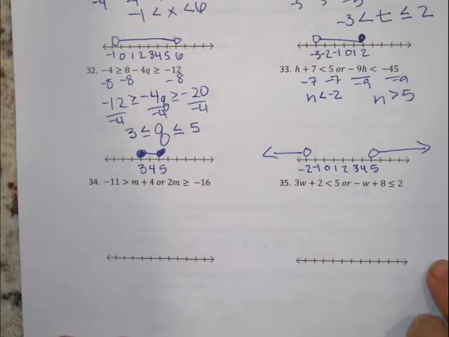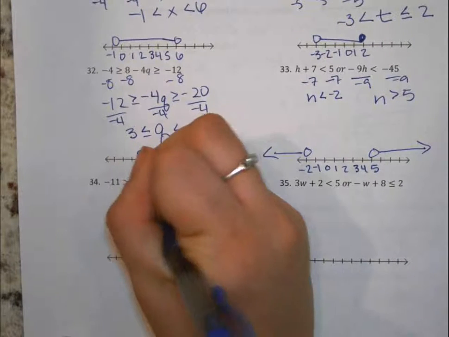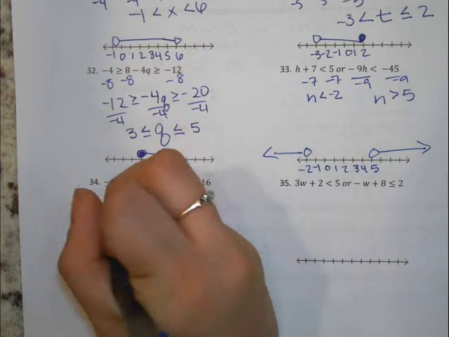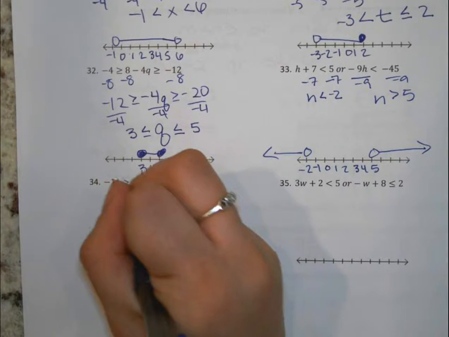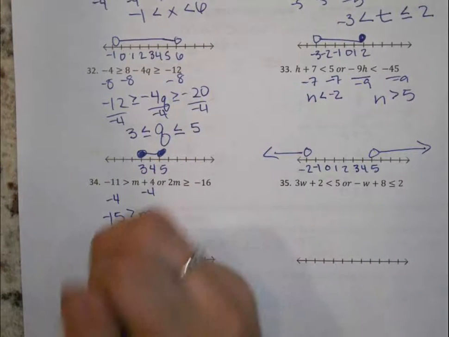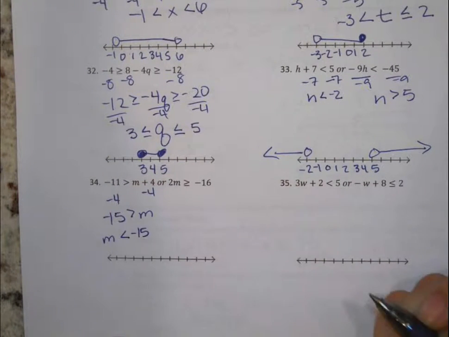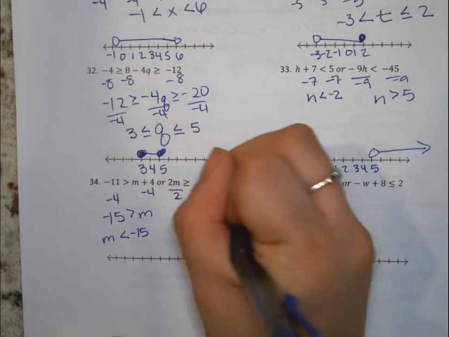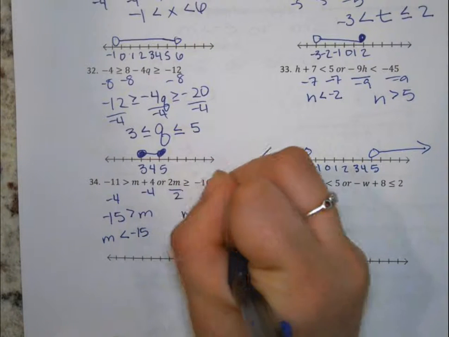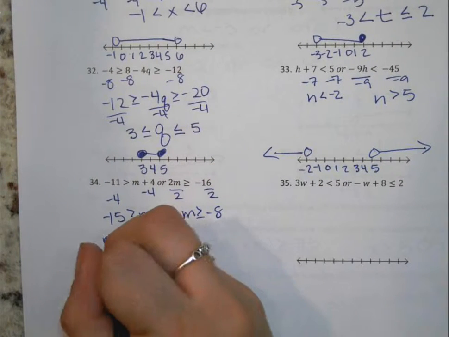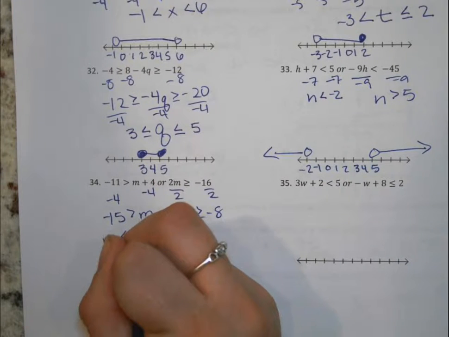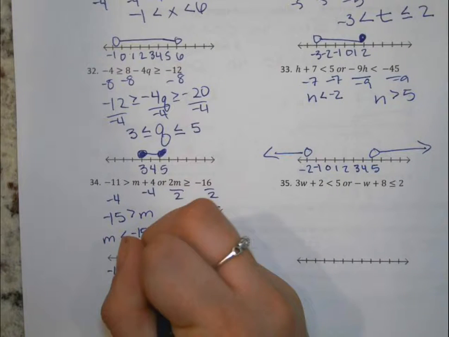Okay, number 34 is an OR as well, so I just solve them separately. Start by subtracting 4 on the first one. I have negative 15 is greater than m. I flip this around so m is on the left, m is less than negative 15. On the second one, I divide by 2, m is greater than or equal to negative 8. So go ahead, label my number line.